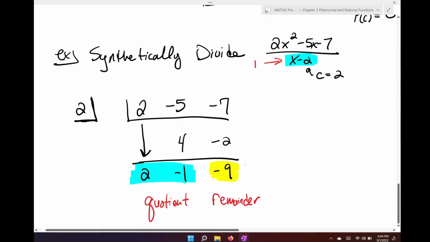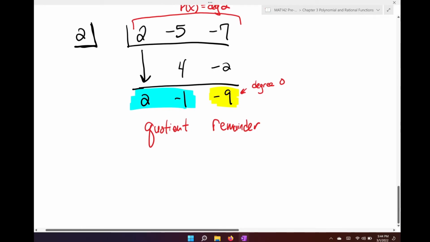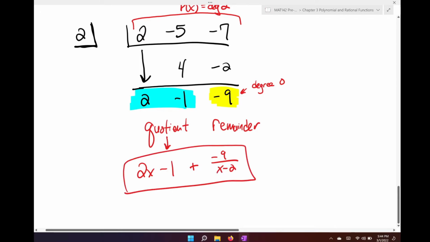Okay? Notice your remainder is degree 0. Now, this also implies that p of x, which is right here all the way up top, and I'm going to label it in red, was degree 2. Anytime you divide one time, your degree will always decrease by 1. So, highlighted in blue, our quotient is going to be 2x minus 1 plus our remainder, which is negative 9 over x minus 2, which is the same exact thing as what we got before.